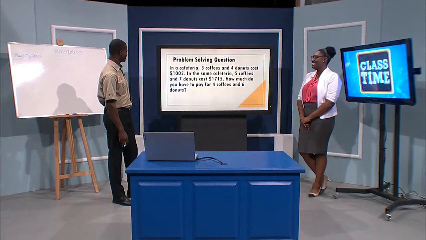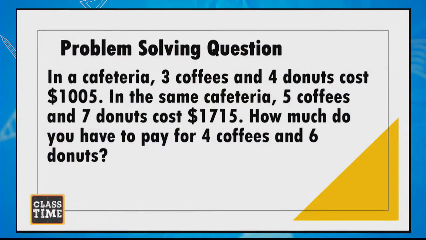So in a cafeteria, 3 coffees and 4 donuts cost $1,005. In the same cafeteria, 5 coffees and 7 donuts cost $1,715. How much do you have to pay for 4 coffees and 6 donuts?